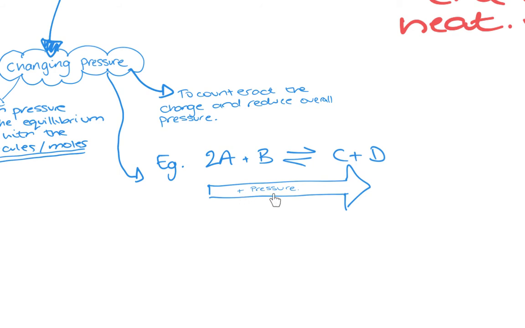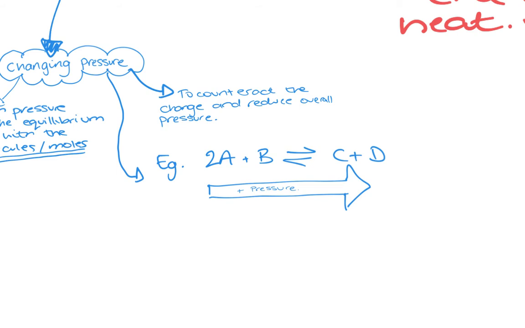Now, when I increase pressure, the equilibrium shifts to the right, and it does so because this is the side with fewest moles. There are two lots of A and one lot of B, so that's a total of 3, and there is only one of each of C and D, and that's a total of 2. So there are fewer on this side, so therefore the equilibrium shifts to C and D.